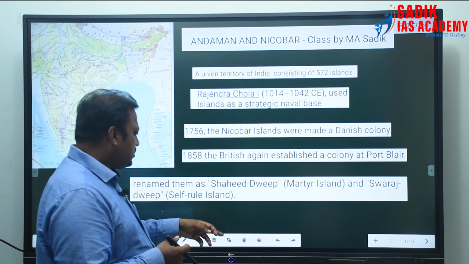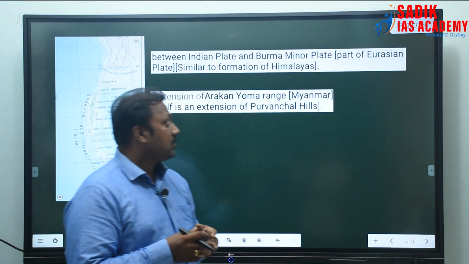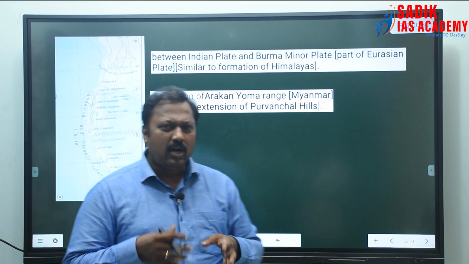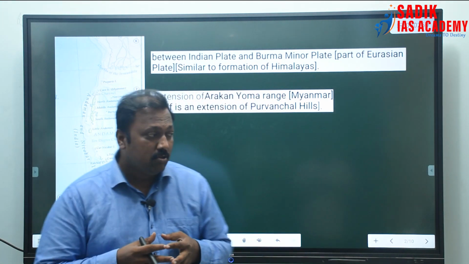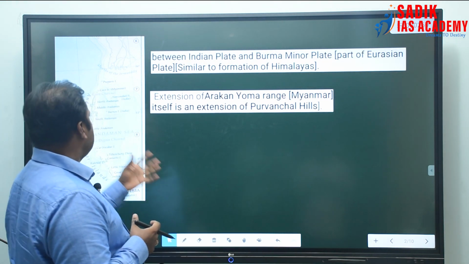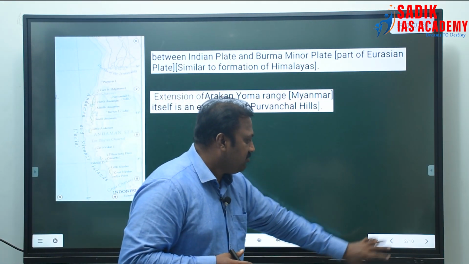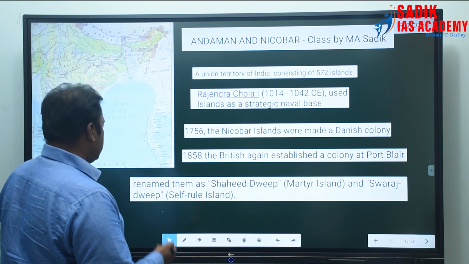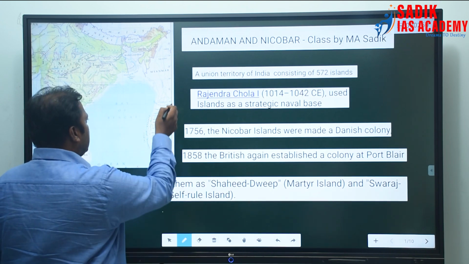Right? Secondly, let us see about the formation of this Andaman Nicobar. Geographically, how the Andaman Nicobar Islands were formed. See, you all know the Andaman Nicobar, if you see in the map, Andaman Nicobar is present here. It is located here, Andaman Nicobar Islands. Right?